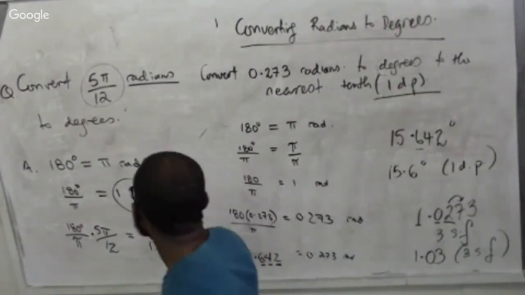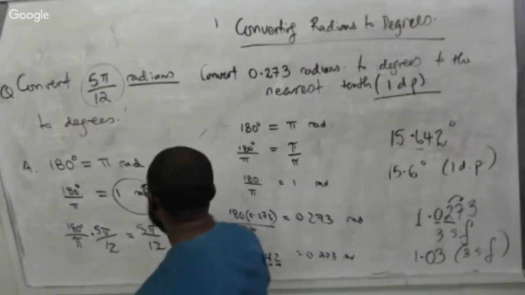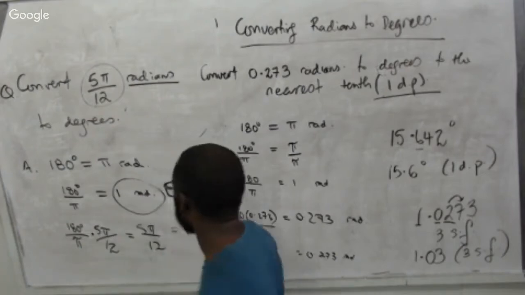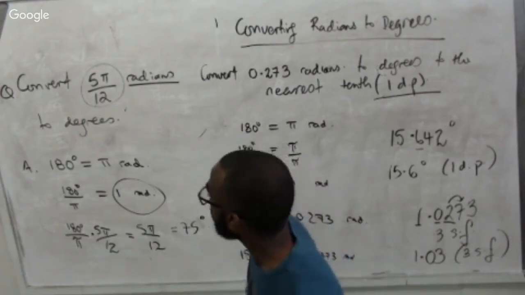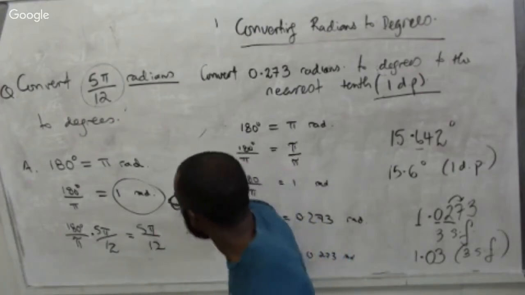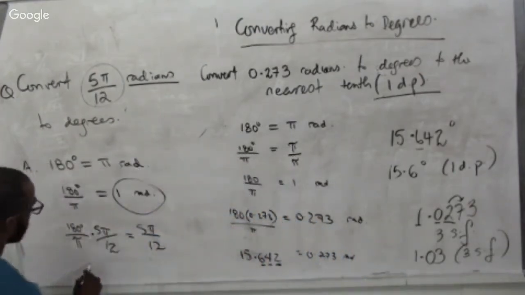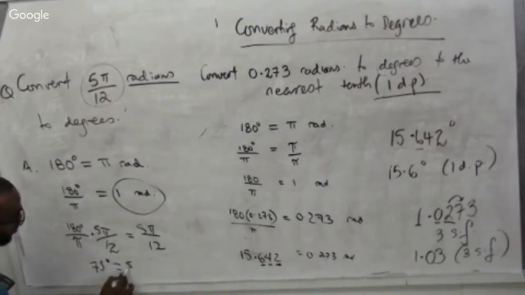So I'll get 75 degrees. That making sense? So I work that out, it will be 75 degrees equal to 5 pi upon 12.